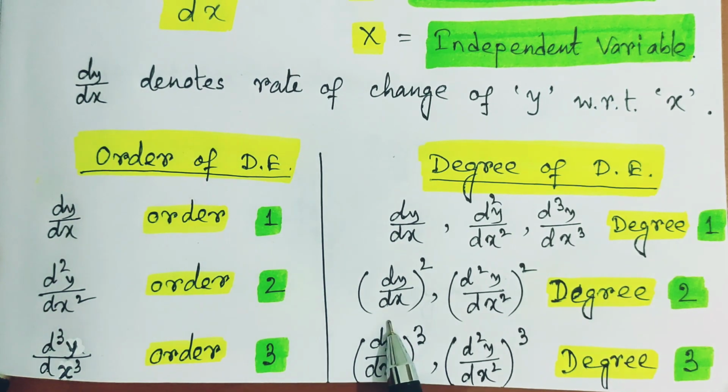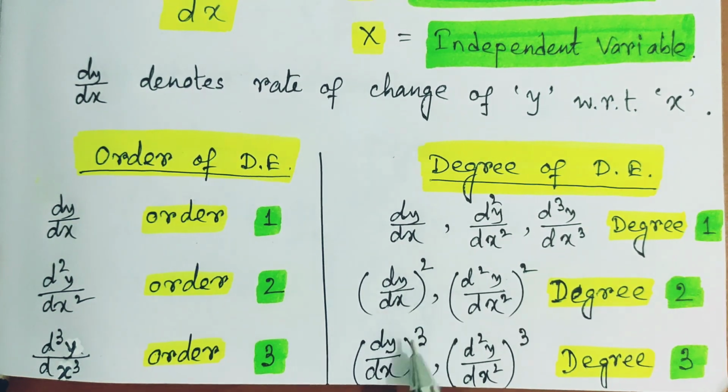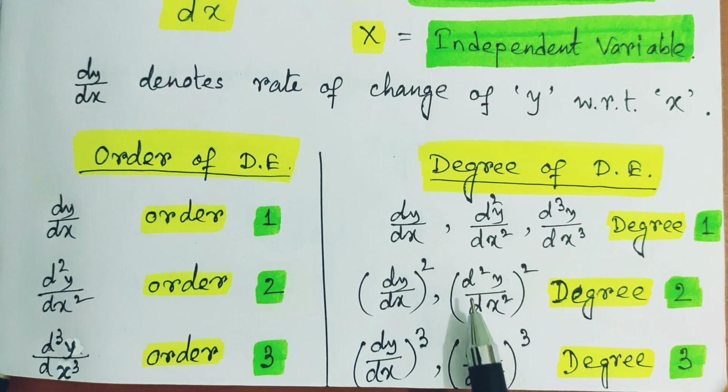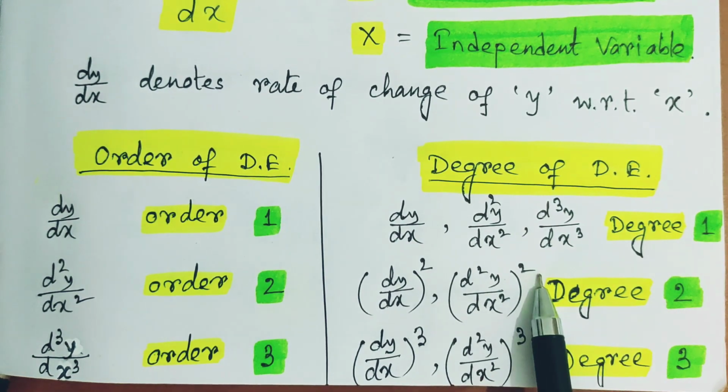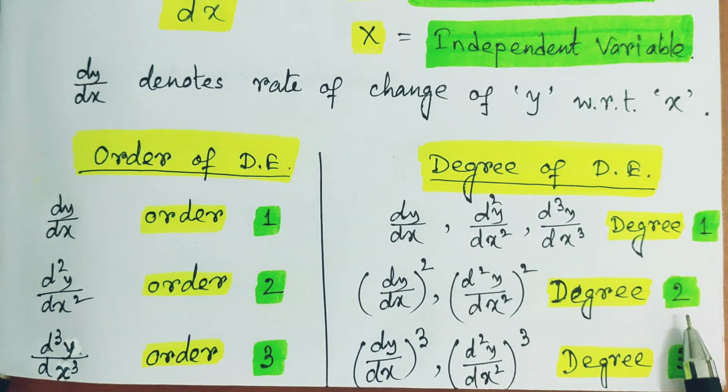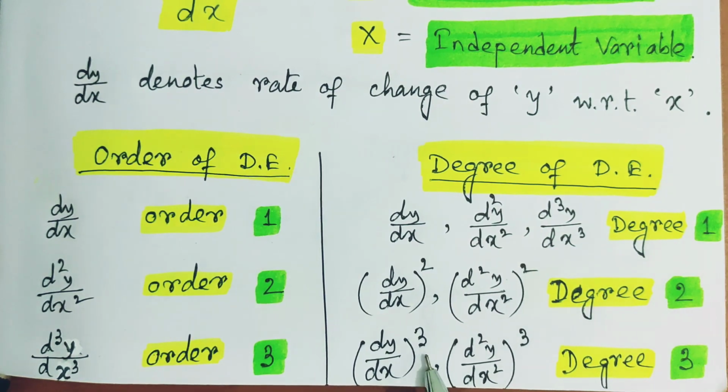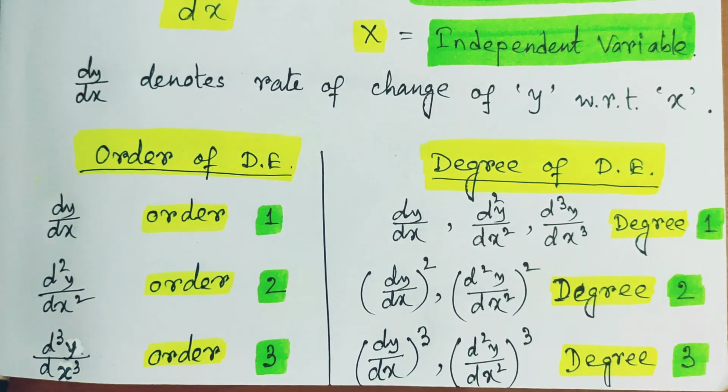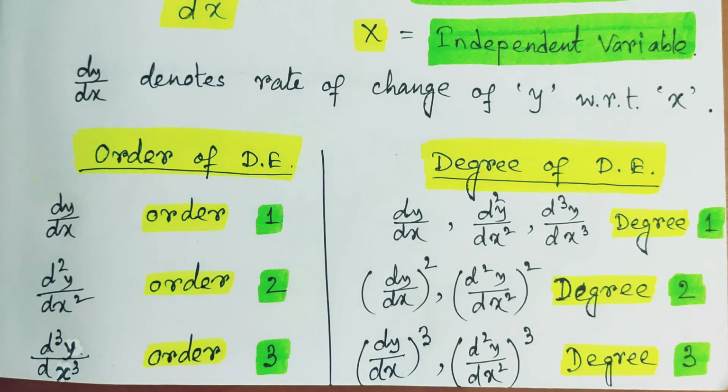If it is (dy/dx) whole square, then its degree is 2. (d²y/dx²) whole square, then its degree is 2. Similarly, (dy/dx) whole cube means degree should be 3 in the given differential equation.